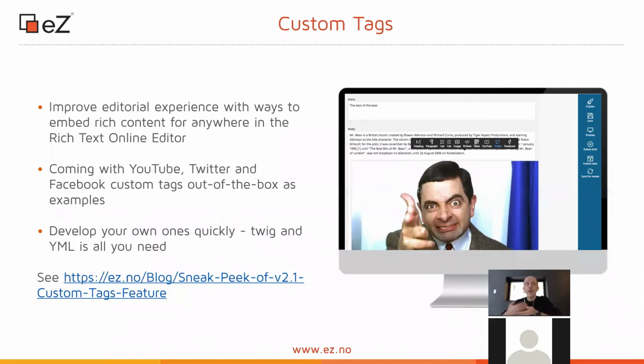So custom tags can be anything. There's no real limits. We decided to ship with Easy Platform version 2.1 3 custom tags, which are kind of universal and generic. It's basically the ability to pull and embed content from the YouTube channel, from Twitter, and from Facebook. So those are very, very simple social custom tags. But you can think of anything.